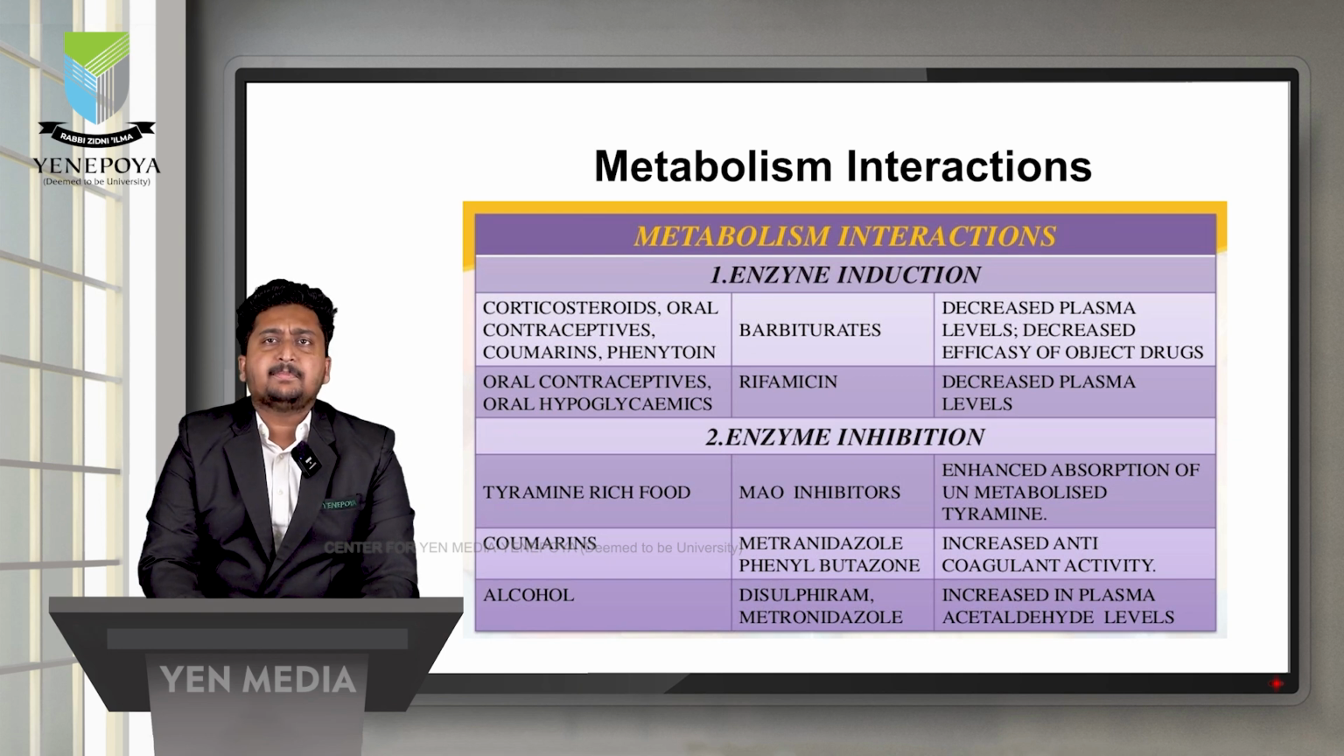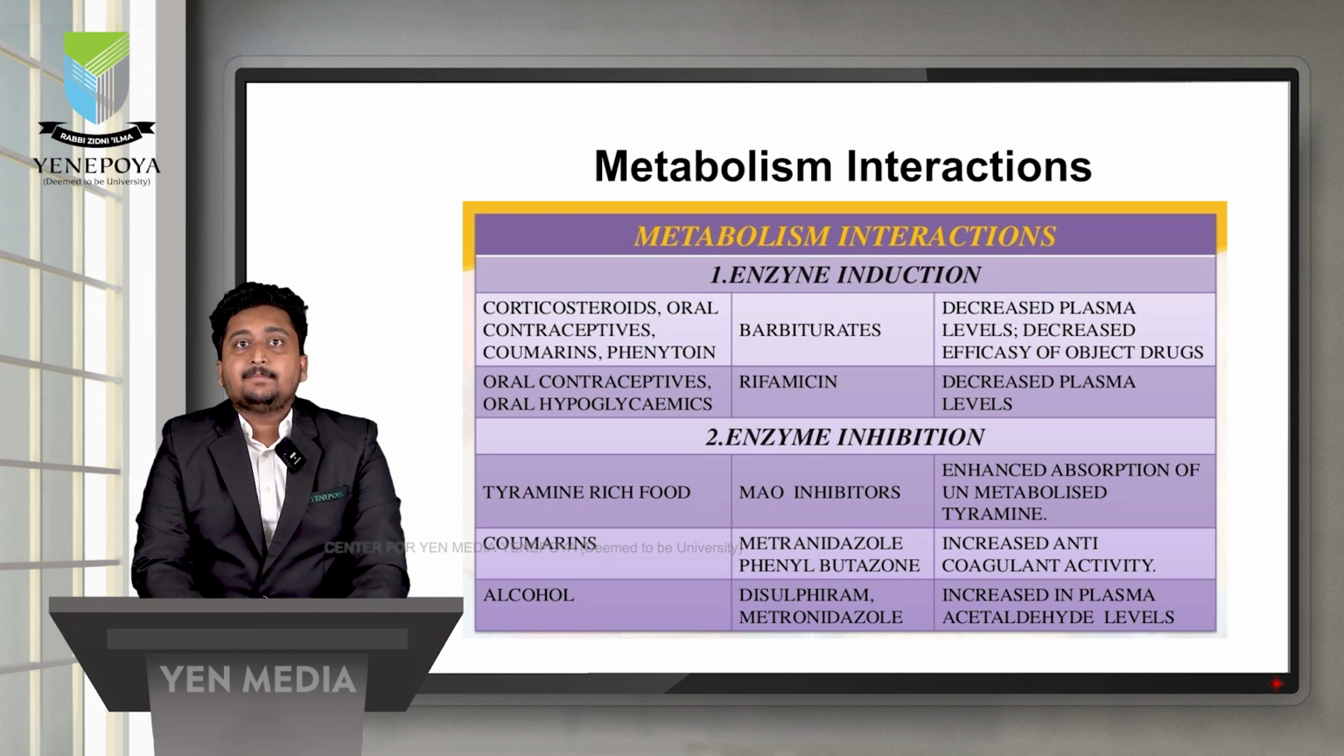How the plasma level is decreased, that could be a question. As I already said, if the metabolism rate is enhanced as a result of increased induction of enzyme, we know that if metabolism is faster, excretion could potentially be faster as well. So there is not enough amount of drug actually present in the blood plasma to show its actual effect. That is the reason why there are decreased plasma levels of those drugs.